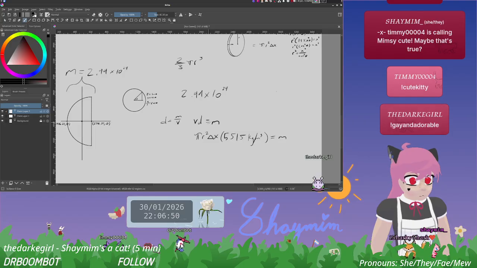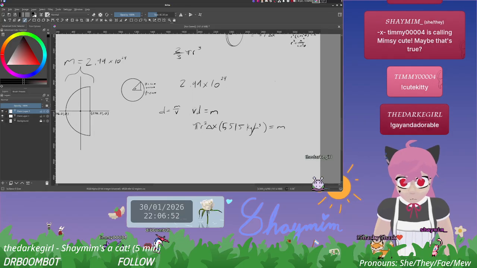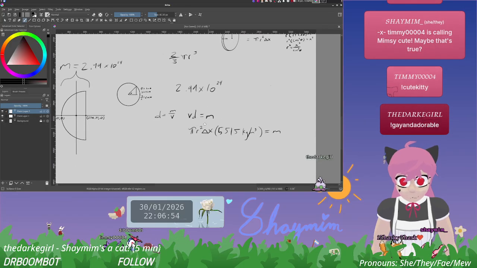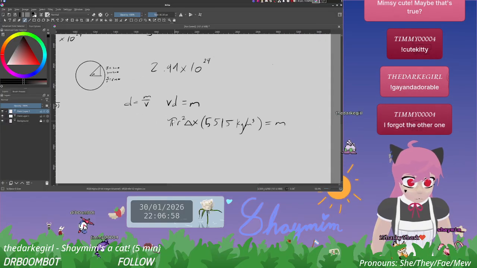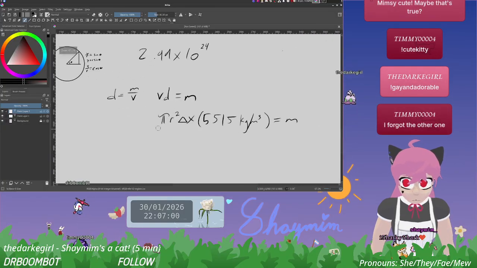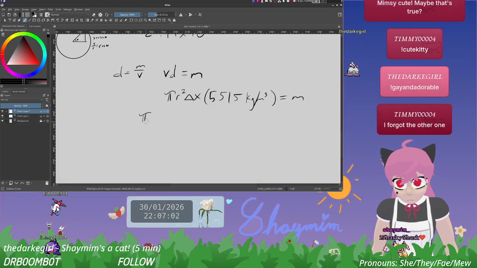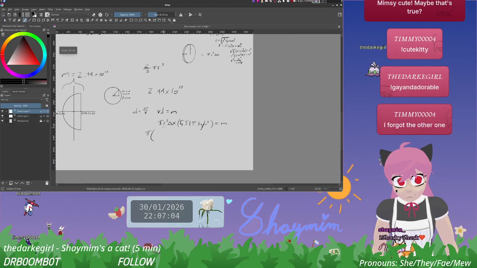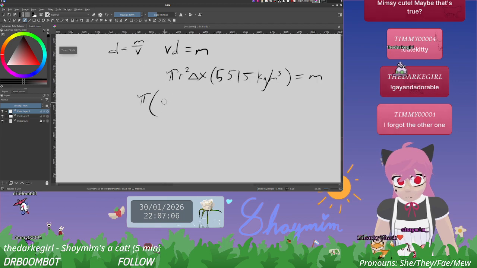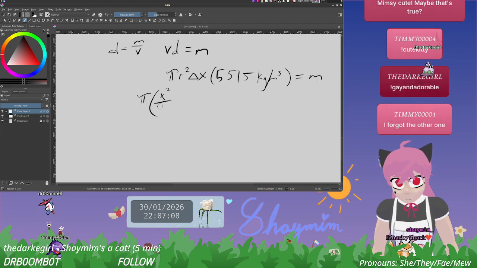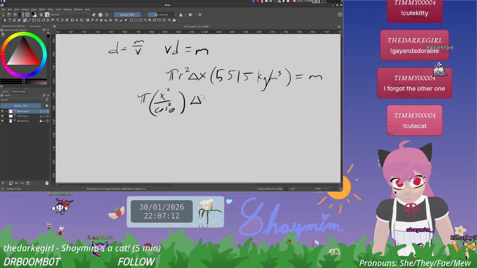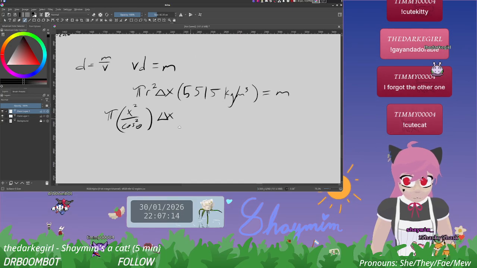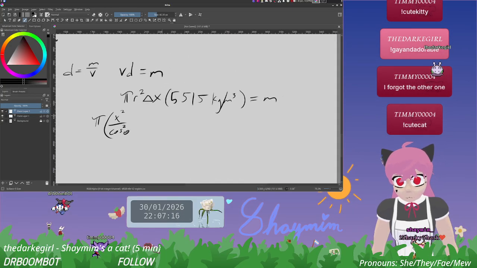No, neither you are correct. You forgot the other one? What other one? There is no other one. There's pi times x squared over cosine squared theta times delta x, right? Cat is not a thing.